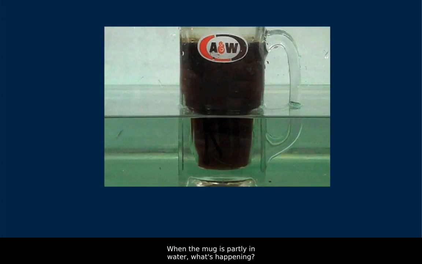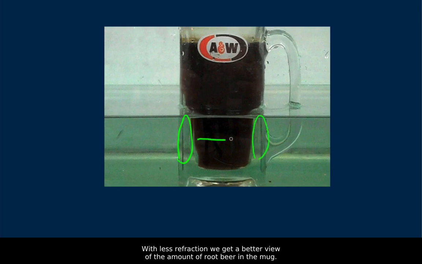When the mug is partly in water, what's happening? Aha, light from the mug through the water doesn't speed up as fast as when through air. With less refraction, we get a better view of the amount of root beer in the mug. Yum!